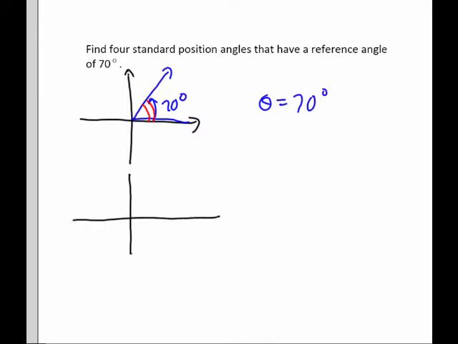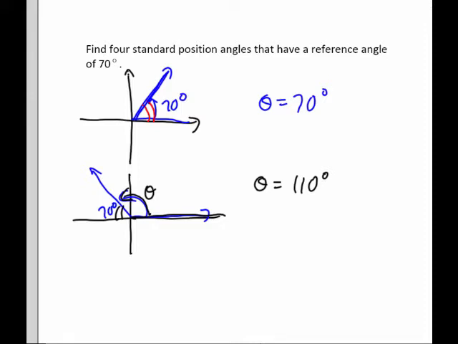Now, if I were to reflect my terminal arm across the y-axis, my terminal arm would look like this. So here's my reference. My reference is still 70, but my standard position is measured from the positive x-axis. So my standard position angle would be 110, but it has a reference angle of 70, the angle between the terminal arm and the closest x-axis.